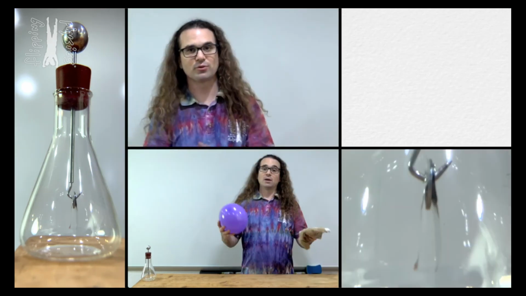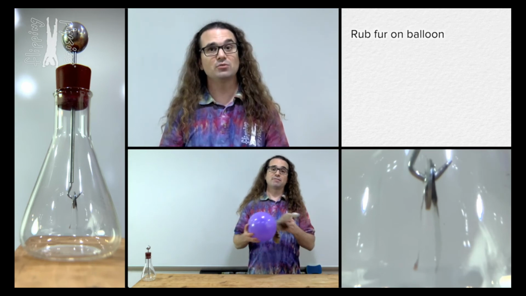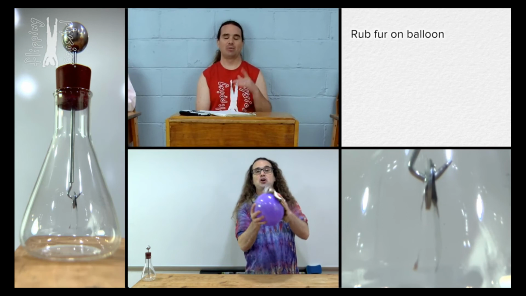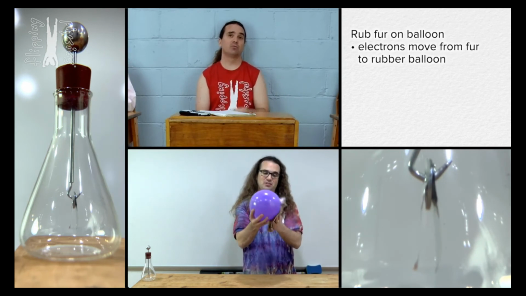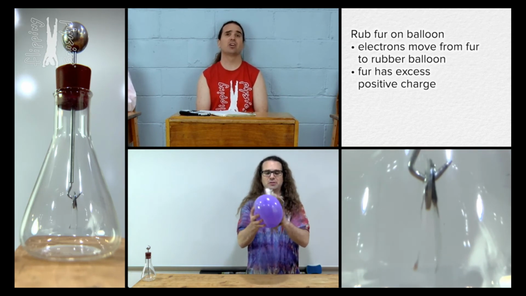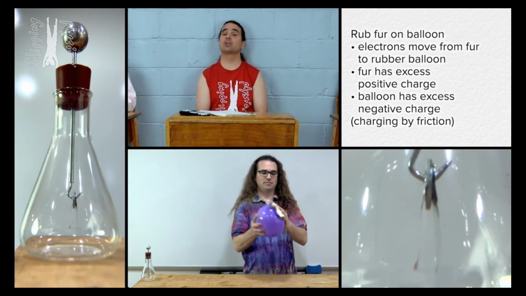That's it, now we're going to go through it step by step. So let's start with the first step. Rubbing the fur on the balloon causes what to happen to the fur and the balloon? Bobby? Oh, I know that one from before. Electrons move from the fur to the rubber balloon, causing the fur to have an excess positive charge and the rubber balloon to have an excess negative charge. I believe this is called charging by friction.